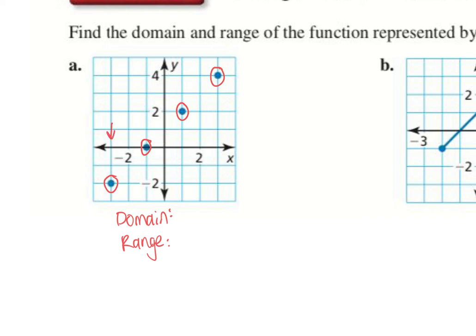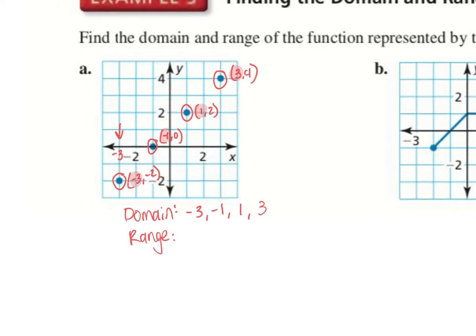The first value I see is at -3. This point is at (-3, -2). This point is at (-1, 0). This point is at (1, 2). And this point is at (3, 4). So our domain is all of the x values that we just found. In other words, -3, -1, 1, and 3. Those are all the values that x could be.